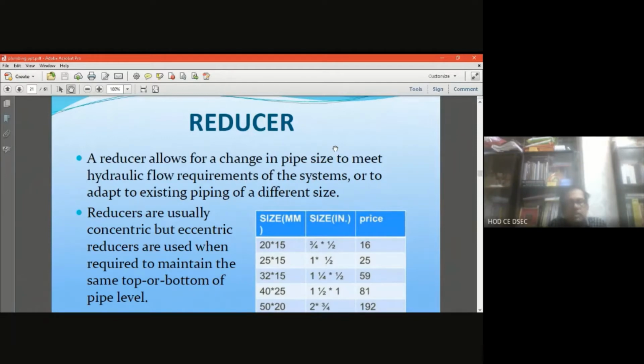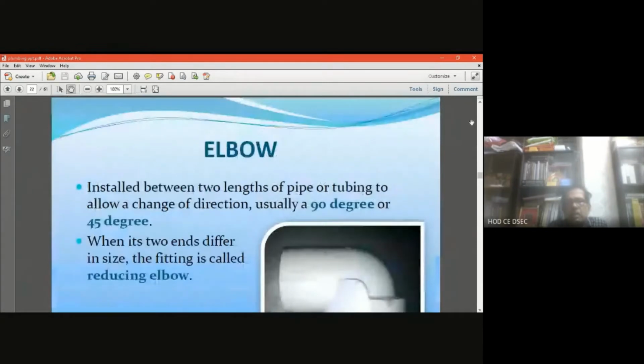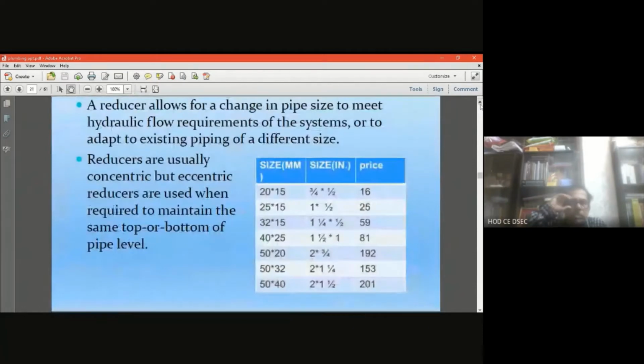Now reducers are usually concentric, but eccentric reducers are used when reducing to maintain the same top or bottom of the pipe level. For maintaining the same top or bottom of the pipe level, we have to use the eccentric reducer. But generally, the reducers are concentric. So where will we use the eccentric reducer? When required to maintain the same top or bottom pipe level, the eccentric reducer is used.